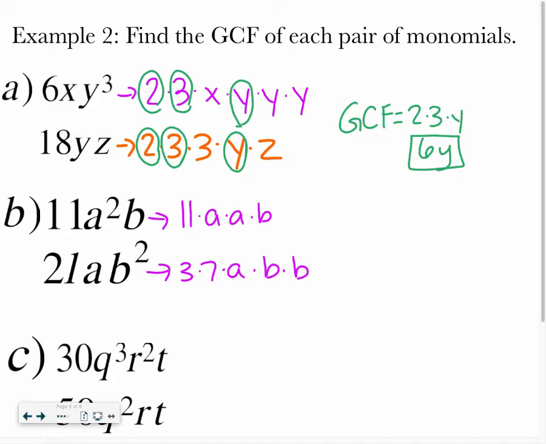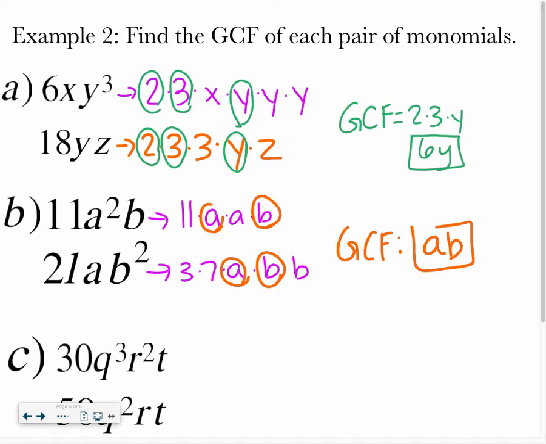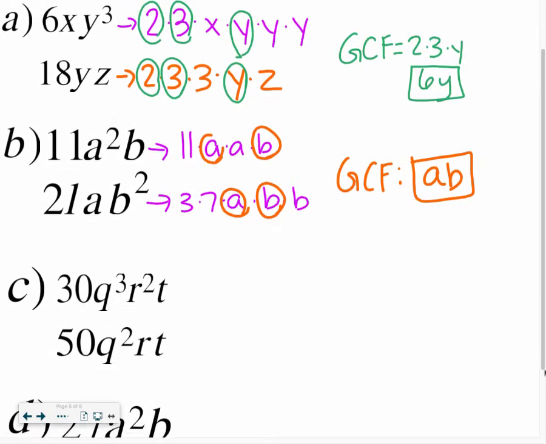And I don't have any whole numbers in common, but I have an a and I have a b. So my greatest common factor is just a, b. Okay, and then I'm going to try one last, I have 2 more.